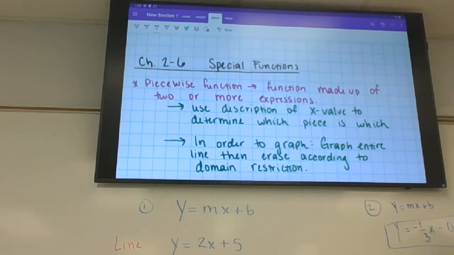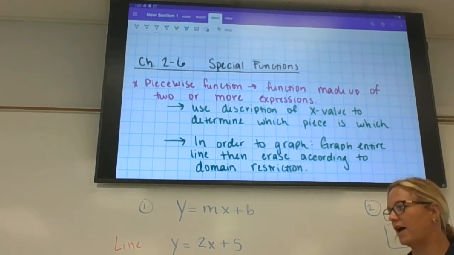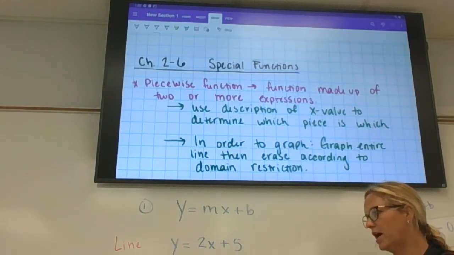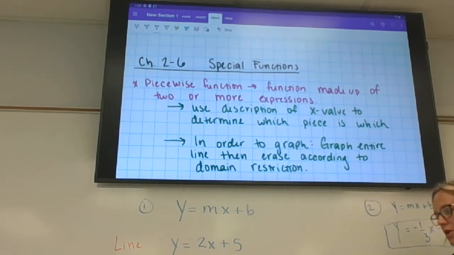So we're going to create graphs looking at these piecewise functions. You graph the entire line, so you need pencil. We're going to graph an entire line, and then we're going to erase the part of the line that shouldn't be there. So we erase according to the domain restriction. So if I had to graph the ray in Bellwork, I would do the whole line, and then I would look, oh, x can only be less than -2. I would erase everything above it. That's how we're going to graph, with erasing.